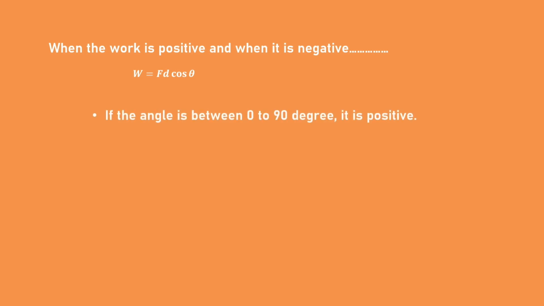There is another important question: when is the work done positive and when is it negative? Let's consider the same formula, W equals Fd cos theta. If the angle is between 0 and 90 degrees, then cos theta will be positive, and because of that, W will be positive. And if the angle is between 90 and 180 degrees, then cos theta will become negative, so the work done, that is W, will become negative.